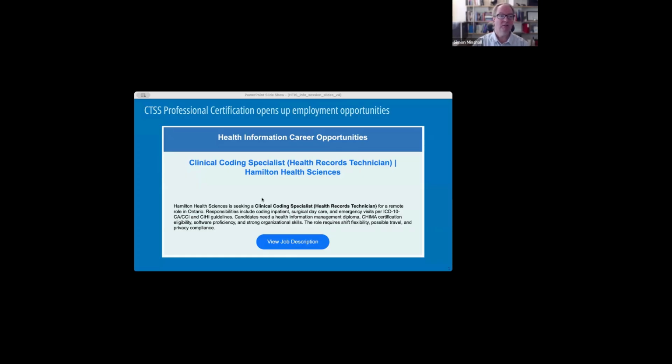So upcoming ones, clinical coding specialist as a health records technician was offered at the Hamilton Health Sciences, for example, and it would show up there. So it's a useful resource.